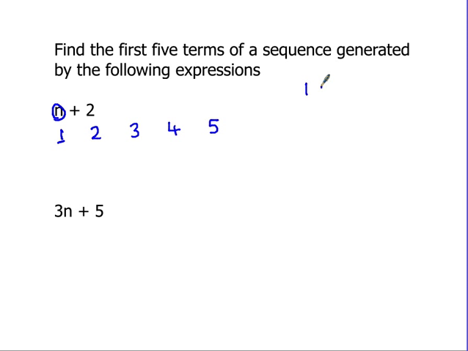So the first term would just give me 1 add 2. So the first term must be 3. I'll write that in a different colour down here. So the first term will be 3. The next term, I'm going to put 2 into here, where n is. So I'm going to have 2 plus 2, which will give me 4.